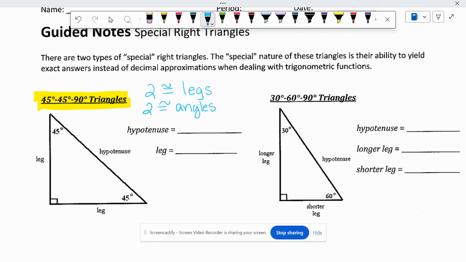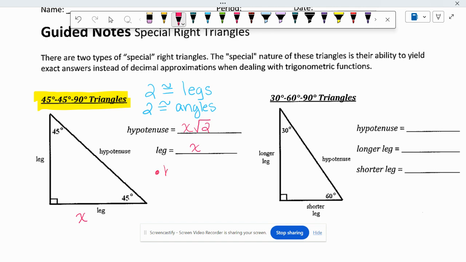Okay. Well, we just learned that if the leg is X, if we call the leg X, then the hypotenuse is X times the square root of 2. I want to tell you how I remember that.